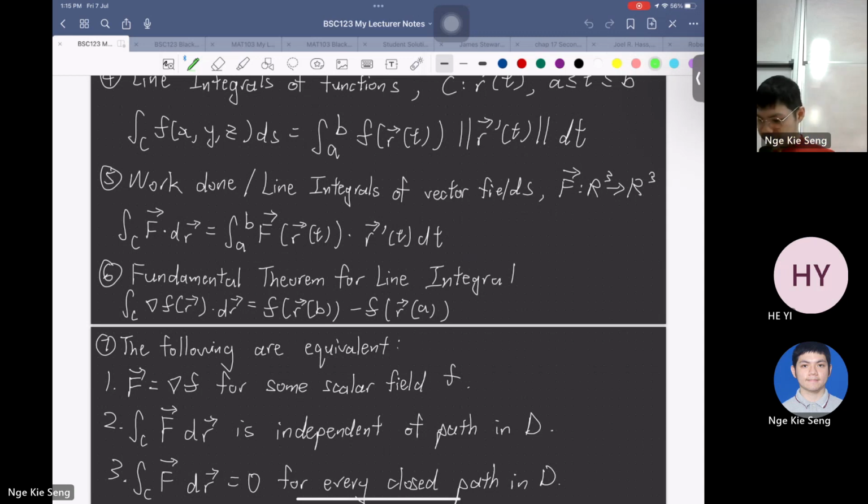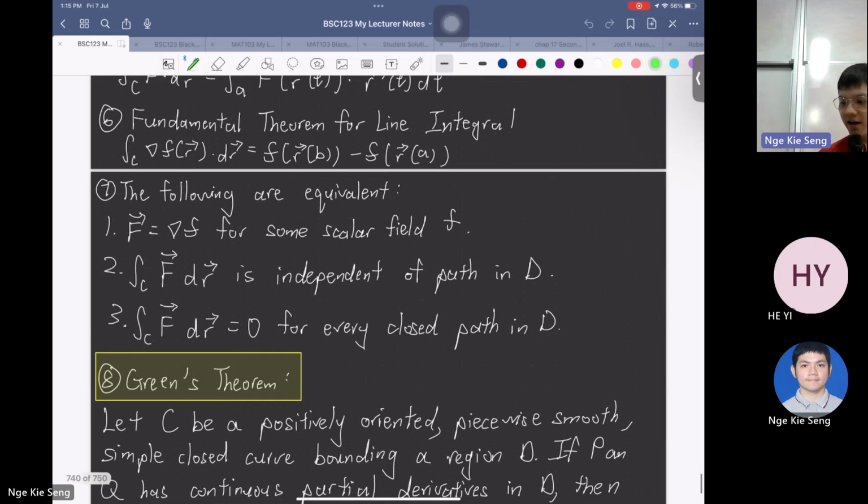Okay, next, number 7. We introduce the following equivalence. So f is conservative if the line integral is independent of path, and also all the closed paths integrate to 0. Okay, this is when f is conservative.